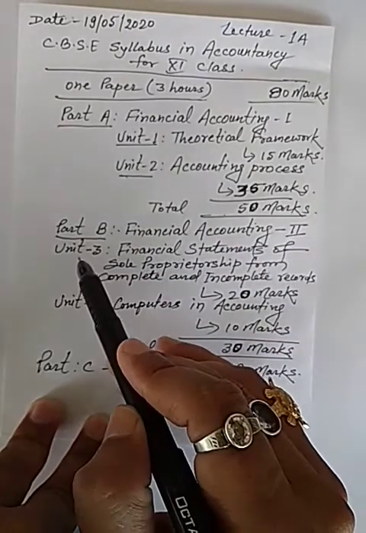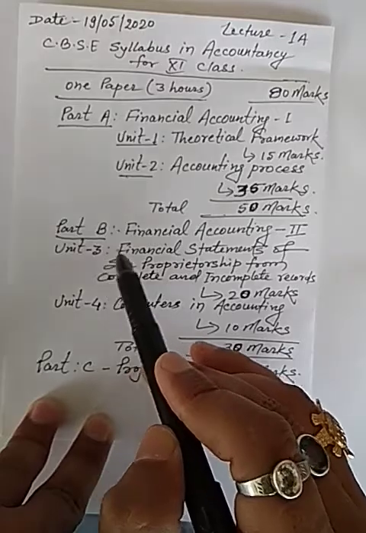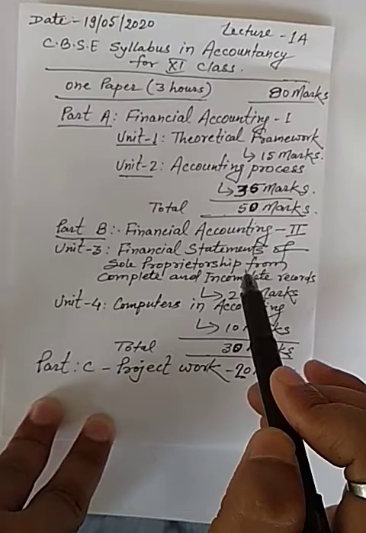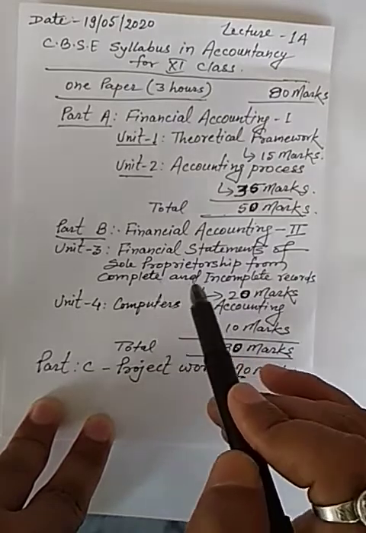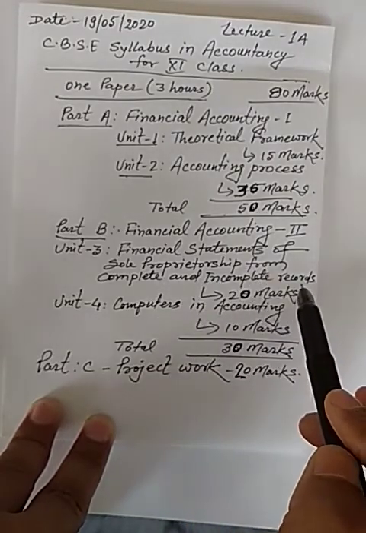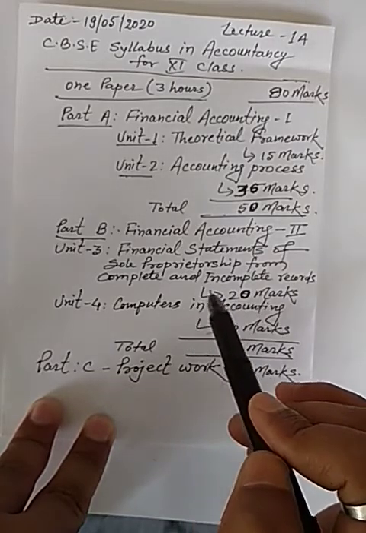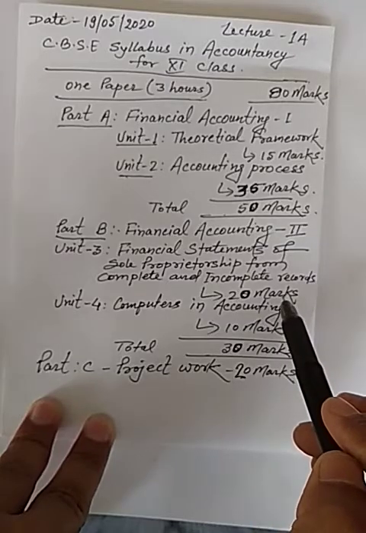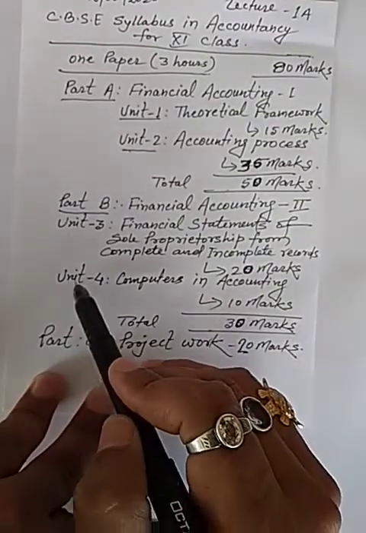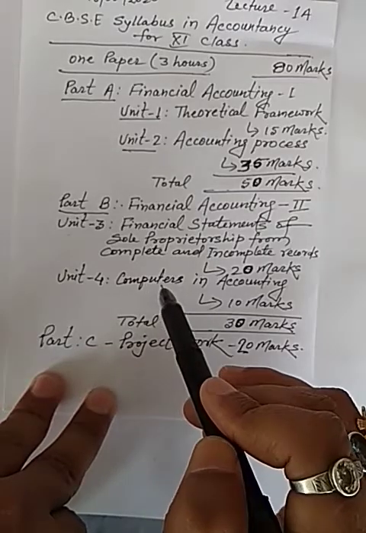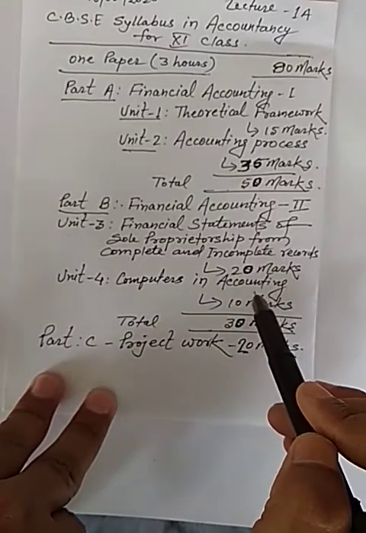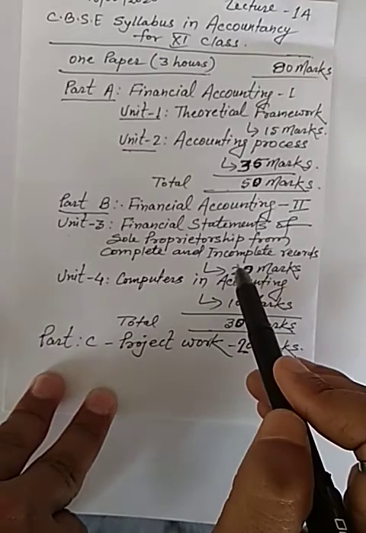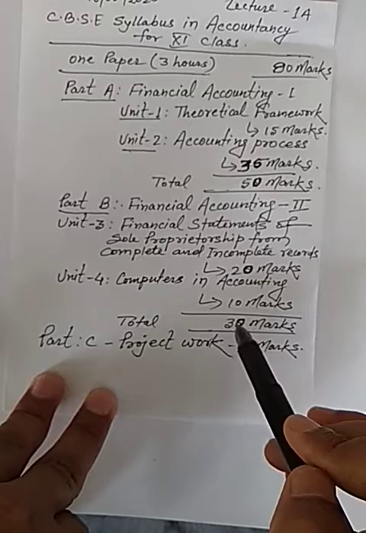Part B is financial accounting second. Unit 3, financial statements of sole proprietorship from complete and incomplete records, will be for 20 marks. Unit 4 will be computers in accounting, and it will be for 10 marks. Then the total will be 30 marks.